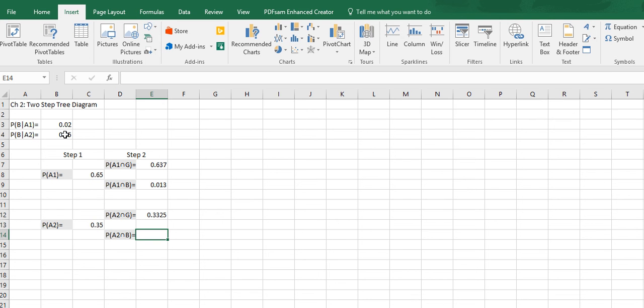And now the probability of it being bad from A2 equals, first, the probability of it being from supplier A2 multiplied by the probability of it being bad. Okay. So again, what we've done here is we've used a tree diagram to calculate joint probabilities.